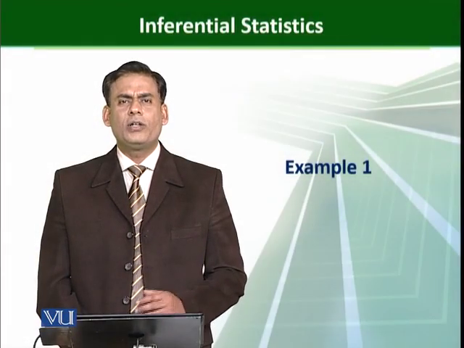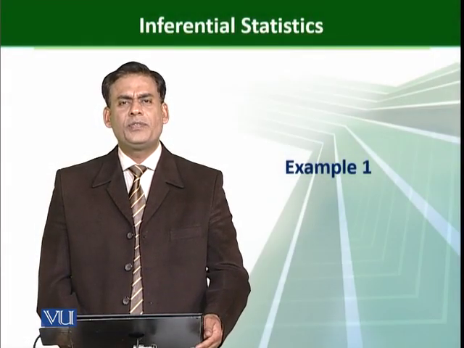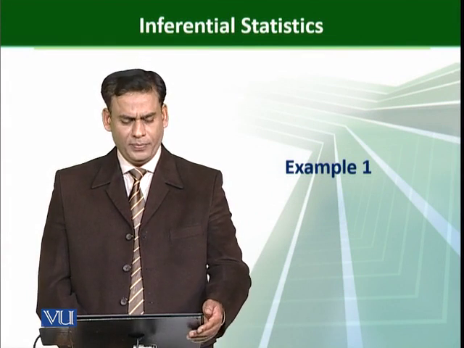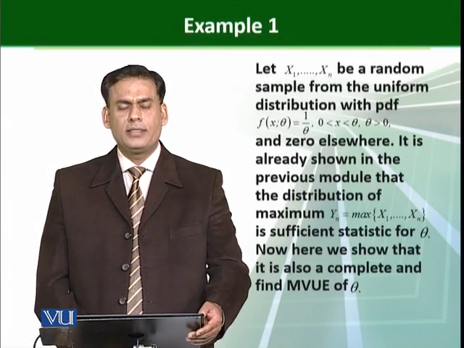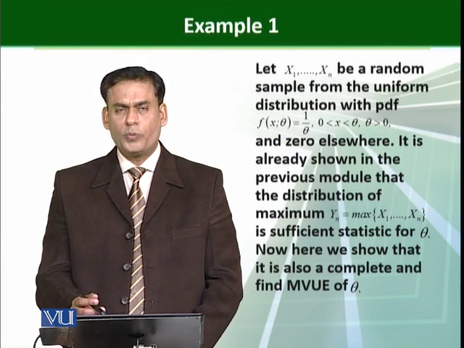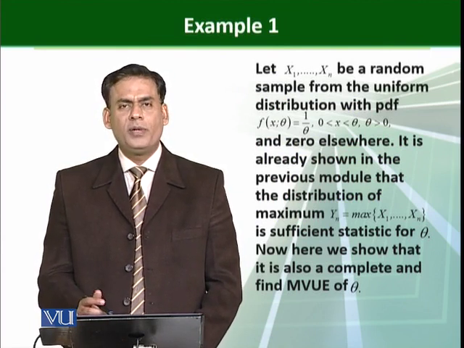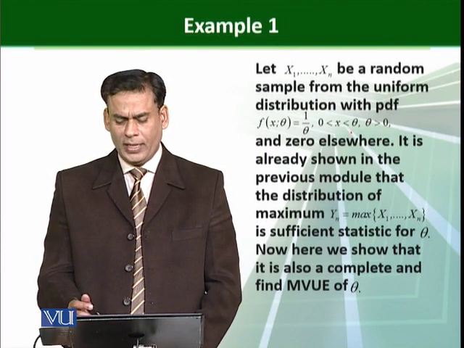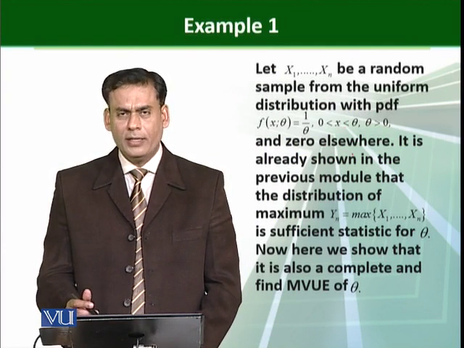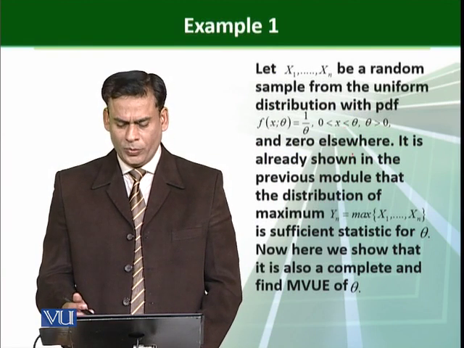To see the application of the previous theorem, that is Lehmann-Scheffé theorem, we take an example. Let X1, X2 up to Xn be a random sample from the uniform distribution with the probability density function 1 over theta, and it ranges from 0 to theta, and theta is greater than 0.